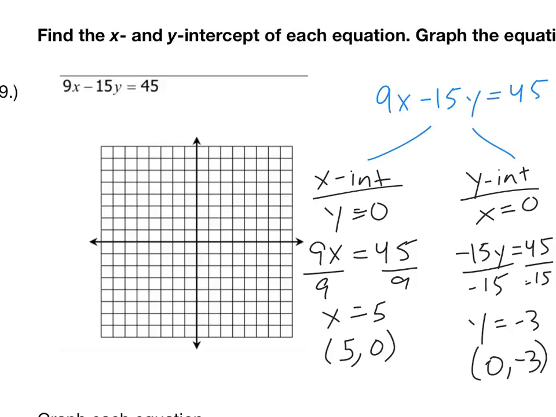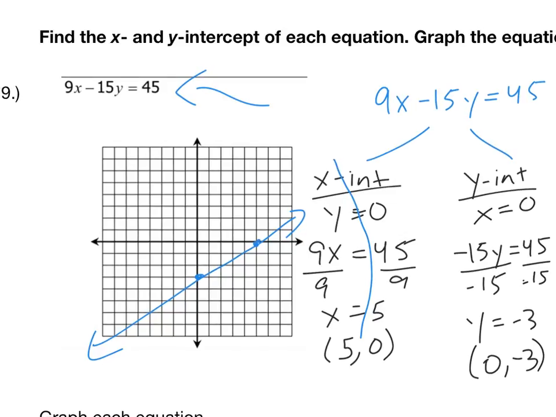Graph those 2 points, (5, 0) and (0, negative 3), and then connect them with a line. And that's all you would have to do. But do not solve this problem using slope-intercept form. Make sure you read the directions, because if you solve this using slope-intercept form and using the slope, even if you're correct, you technically didn't do what was asked of you. You were asked to find the intercepts and graph using the intercepts. So when you get problems like this, make sure you graph using intercepts.